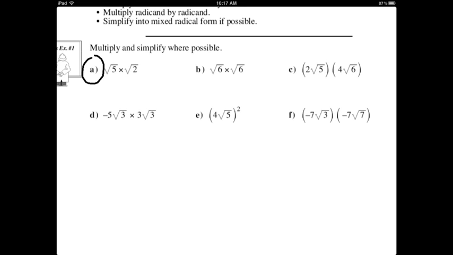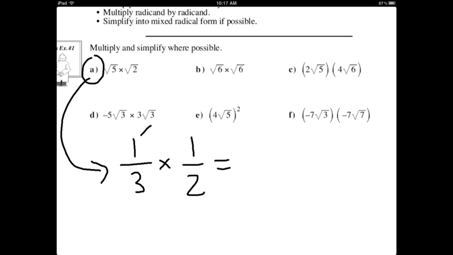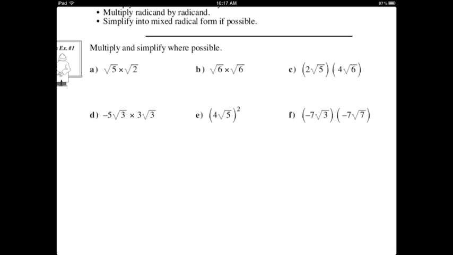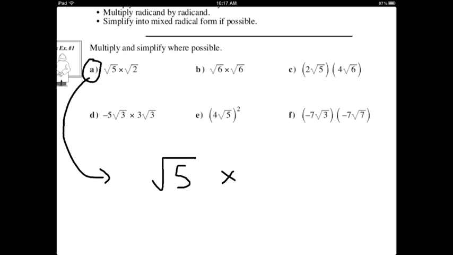Multiplying radicals is very much like multiplying fractions. With multiplying fractions, you have possibly, for example, 1 over 3 times 1 over 2. You'd multiply the top and you'd multiply the bottom, so you would end up with 1 over 6. With multiplying radicals, what you're going to be doing is multiplying the radicands and the coefficients, if they're available anyway.